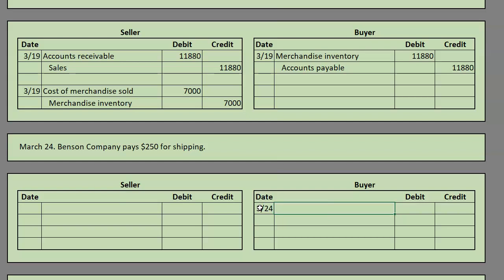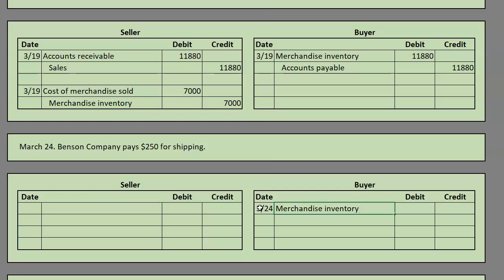Now, if you remember in example number 1, it was FOB destination, so the seller was paying. In that case, we had debited delivery expense. But when it is FOB shipping point and the buyer is paying, we're actually going to be including the cost of shipping in the cost of that merchandise that's coming to the buyer. So any cost that's related to this purchase is actually going to be debited to merchandise inventory for the buyer.